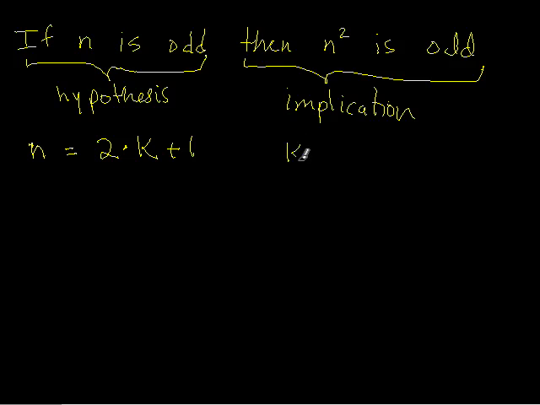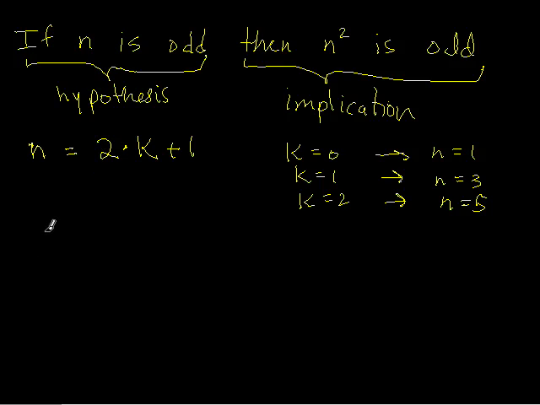So if you have k equals 0, then you get n equals 1. If you have k equals 1, you get 2 times 1 plus 1, so that's n equals 3. K equals 2, you get 2 times 2 is 4 plus 1 is 5, so n equals 5. So this is a handy way of saying that n is an odd number.